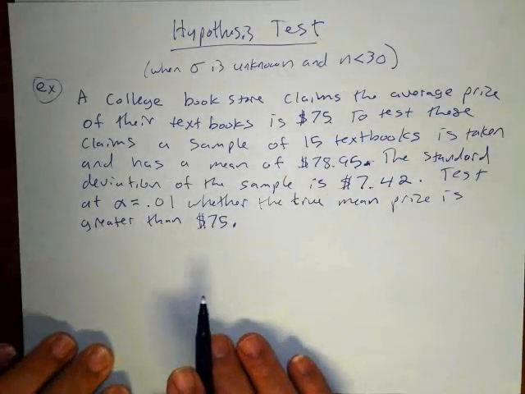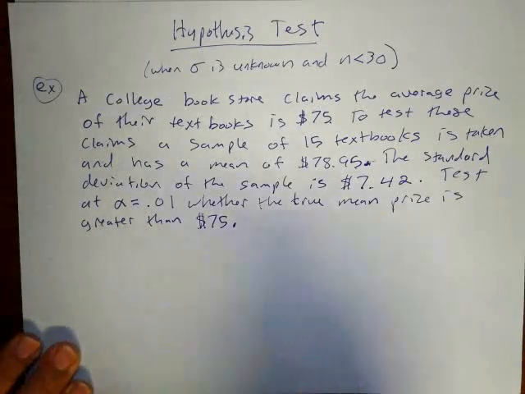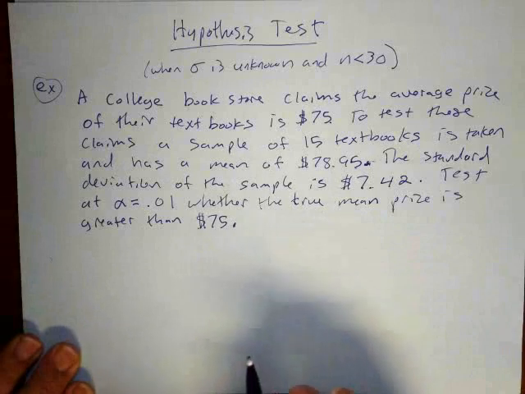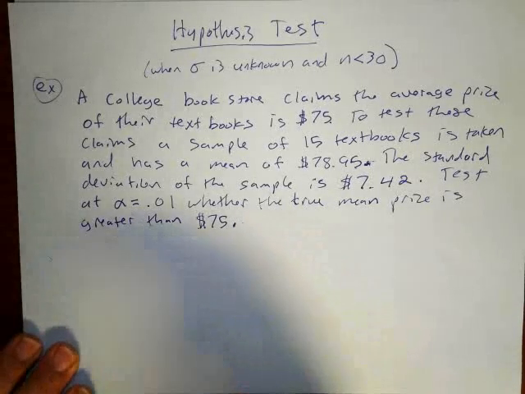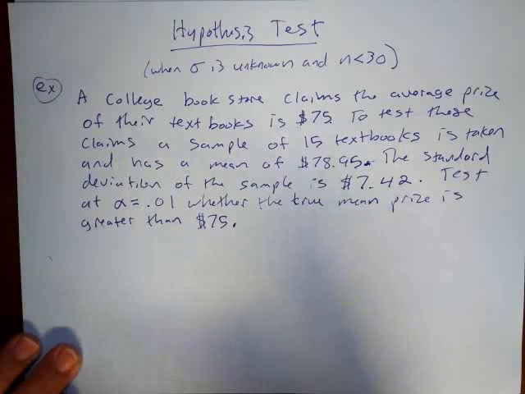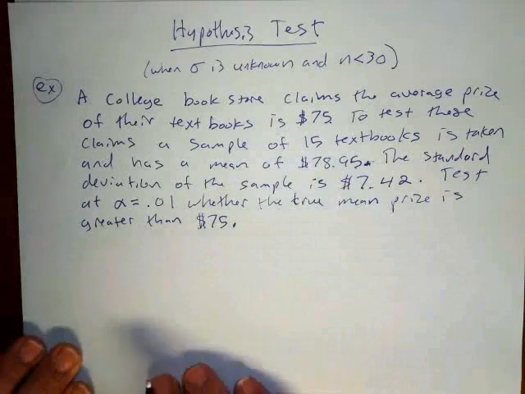So let's go ahead and see what we do here. You could maybe almost even guess how this is going to change. It doesn't change very much. It's pretty much the same procedure, except we're going to use a critical t-value when we determine the rejection region.